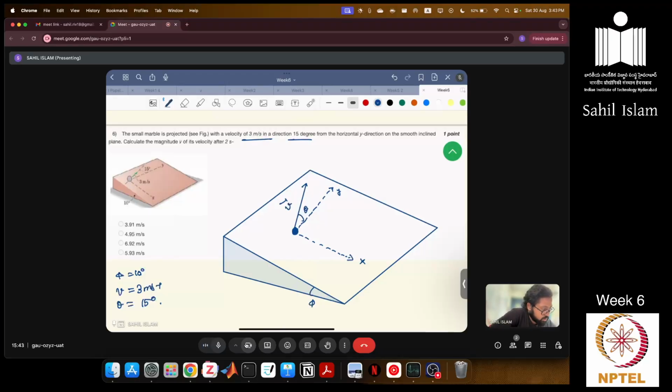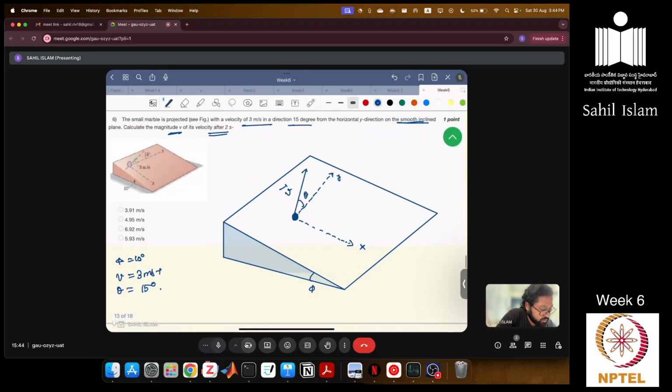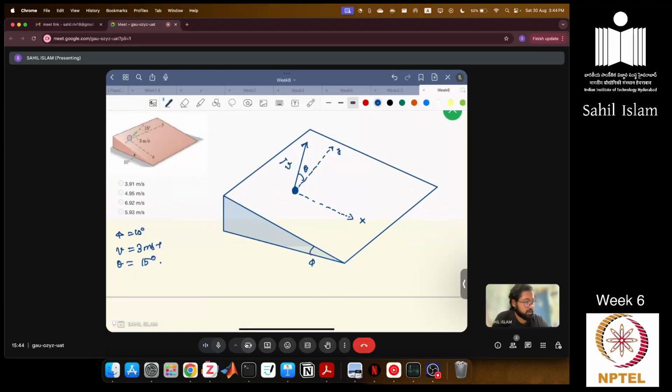Smooth incline, there is no friction. Calculate the magnitude v of the velocity after 2 seconds. So after 2 seconds we will have to calculate the magnitude v of its velocity. So how would you calculate? Initially v is 3 meter per second. So let's create components.